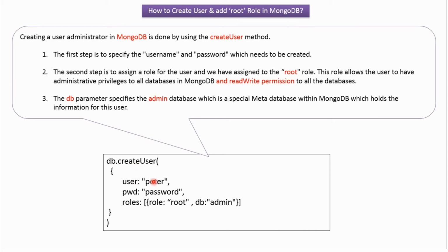db.createUser. Username is Peter, password is password, and for this Peter user I am assigning the role as root and the database is admin. For the user Peter, we have assigned the role as root, and a root user will have administrative privileges to all databases in MongoDB and read-write permission to all the databases. And the db parameter we have specified as the admin database. The admin database is a special metadatabase within MongoDB, and it holds the information for this Peter user.